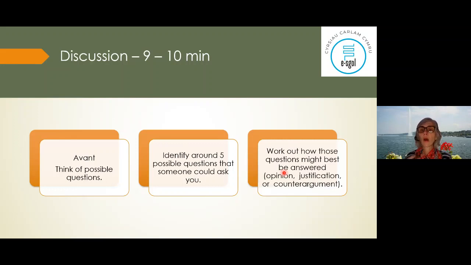Work out how those questions might best be answered. Think of an opinion to answer the question. What's your opinion about this question? Justification, that's your source, what you read, your statistics, your facts, or you can counter argue, as we said before. Peut-être, mais je ne suis pas exactement d'accord, ok? Je ne pense pas que cet article dise cela, okay? I don't think that this article is saying that, or I don't think that this source is saying that, okay?